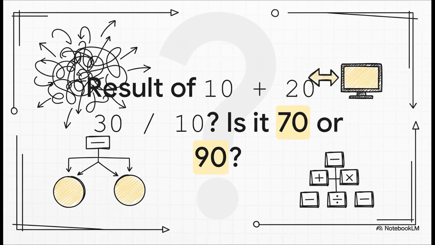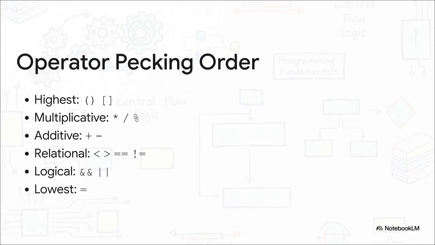It needs a strict, non-negotiable set of rules to follow every single time. And that is exactly what operator precedence is. Now, the full precedence table can look super intimidating. I get it. But you can just think of it like a pecking order. At the very top, you've got the groupers, parentheses. They're king. They always go first.